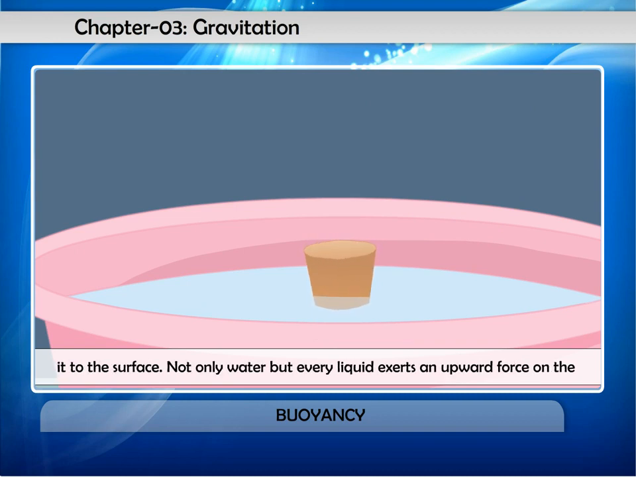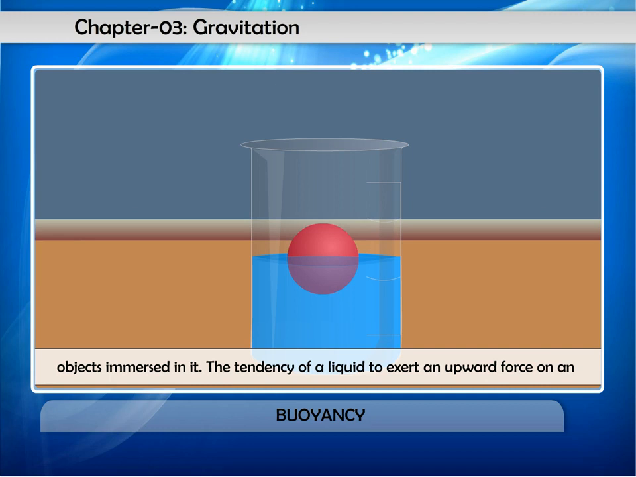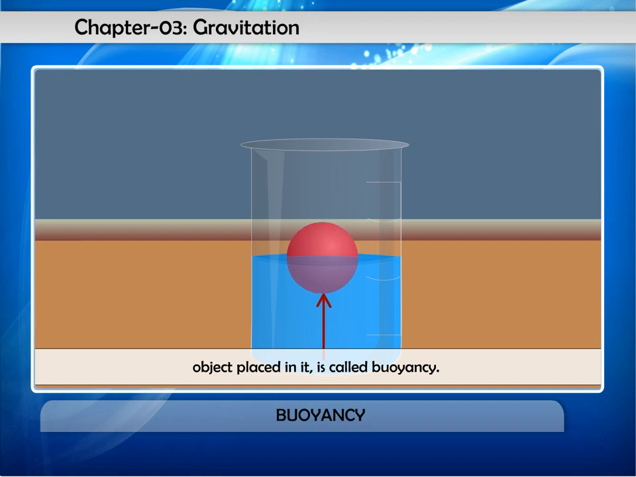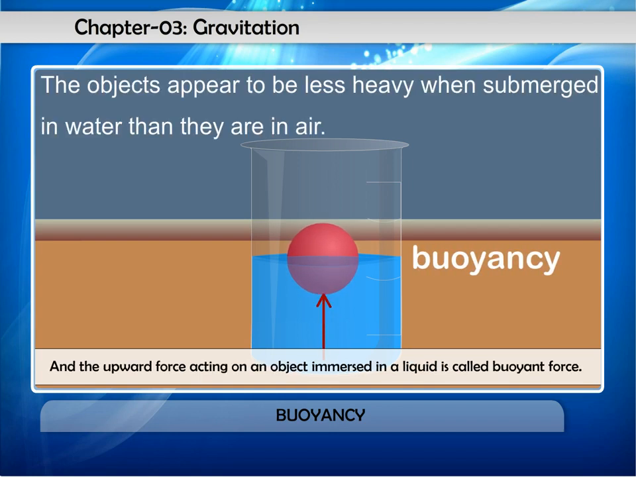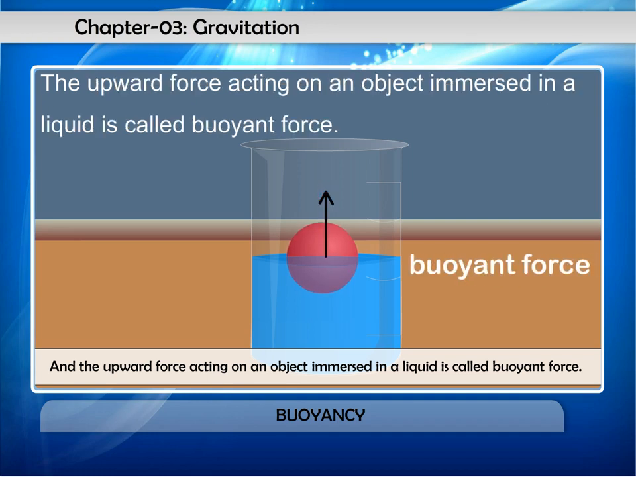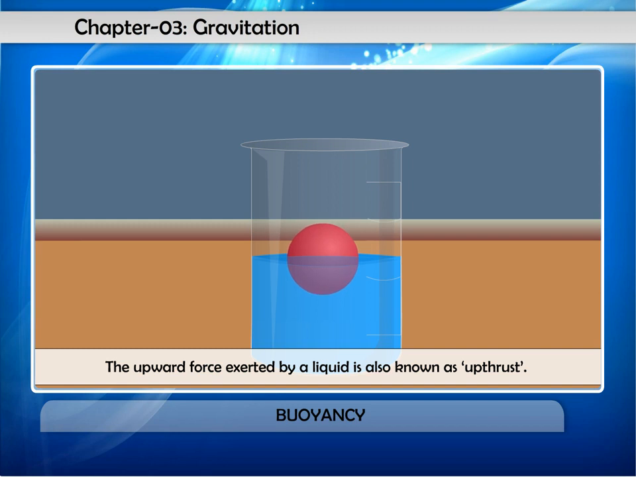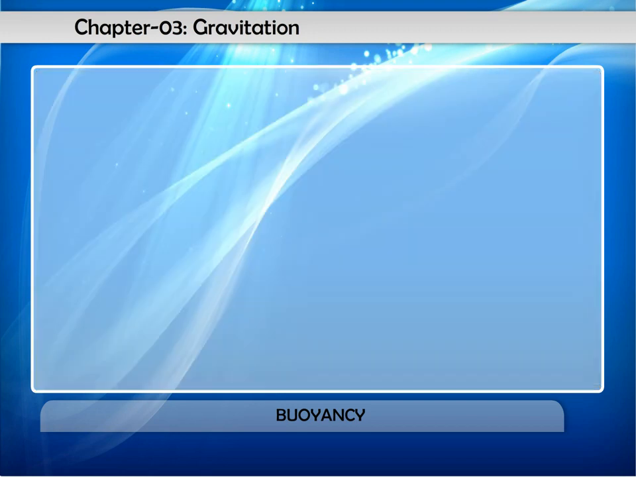Not only water, but every liquid exerts an upward force on the objects immersed in it. The tendency of a liquid to exert an upward force on an object placed in it is called buoyancy, and the upward force acting on an object immersed in a liquid is called buoyant force. The upward force exerted by a liquid is also known as upthrust.